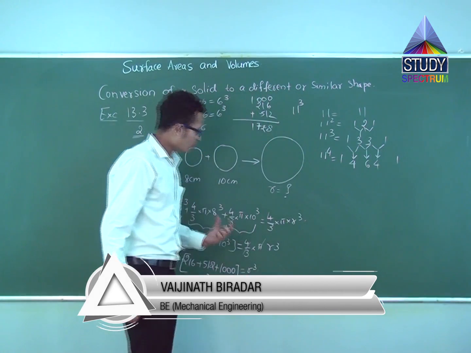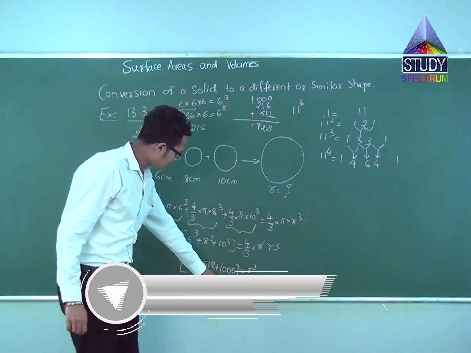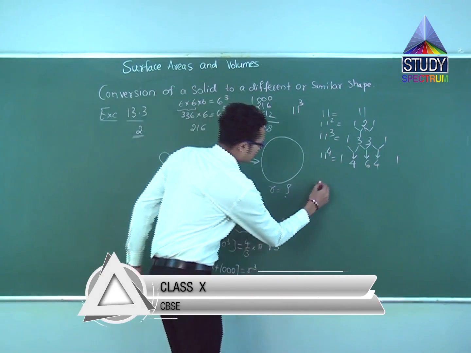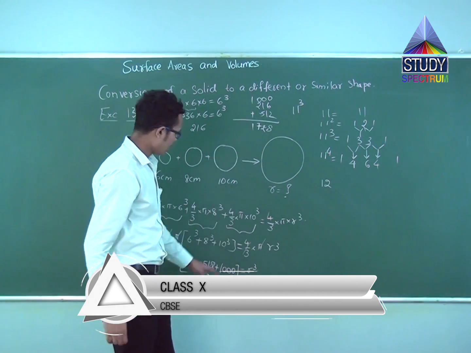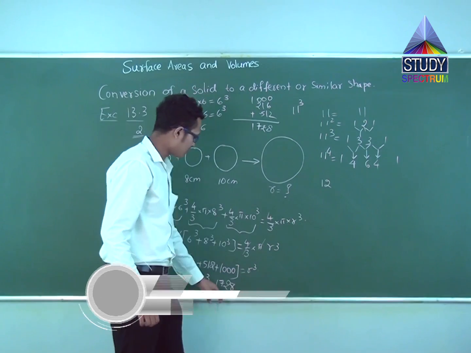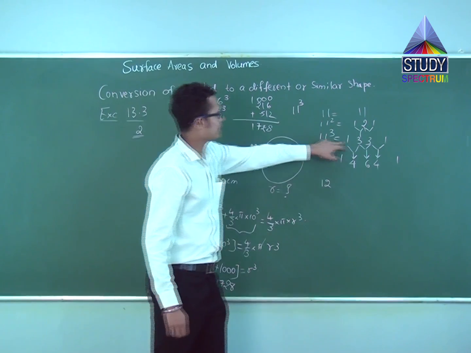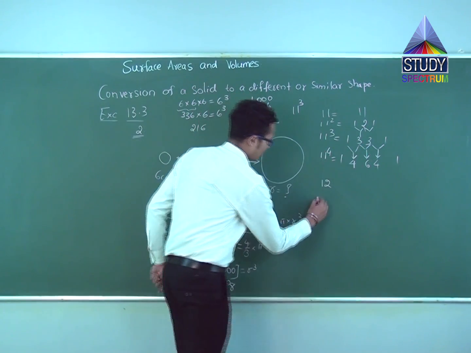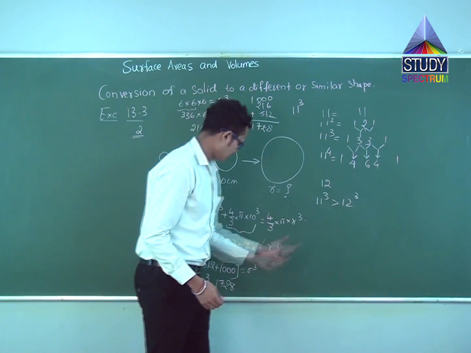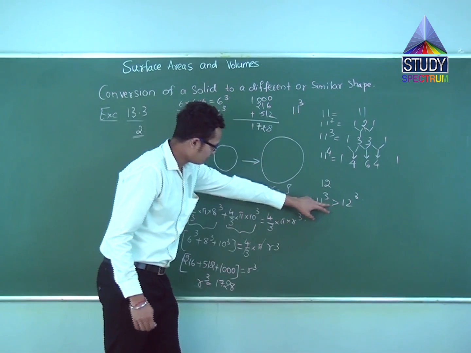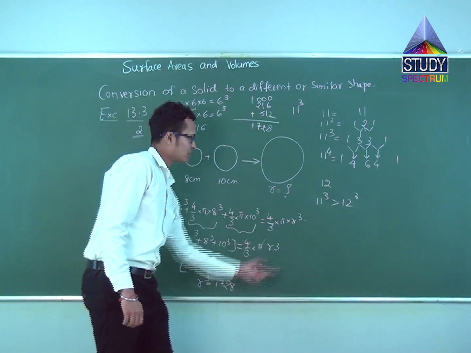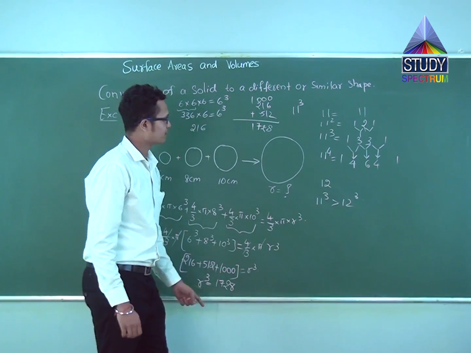So I get a notion that this value should be greater than 11 cube. Isn't it? Because when 11 cube is this much, obviously 12 cube will be around somewhere like this, or it should be greater than 11 cube. It's easy. So let's find out 12 cube. If it forms a perfect cube, which is equal to 12, then the problem is solved.